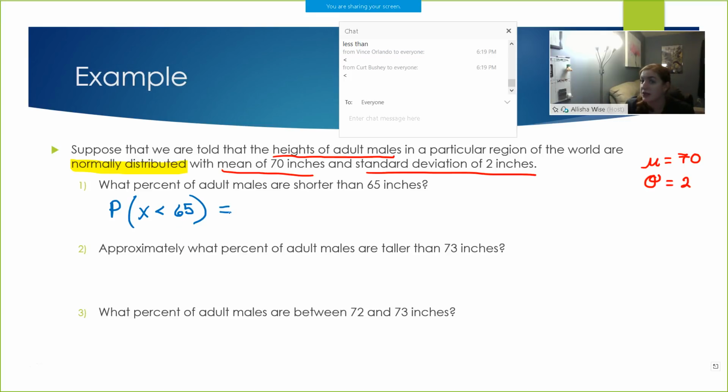What function do I use when trying to find percent or probability? I use the norm.dist. Now it's a less than symbol, so do we just use it straight up? Or do we have to do the 1 minus? What do you think? For less than.